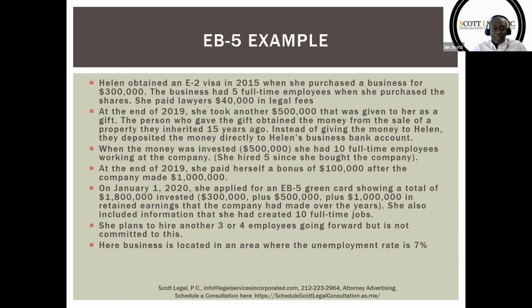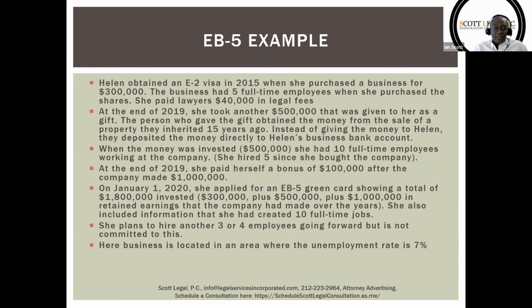Then 4 years pass, and she took another $500,000 that was given to her as a gift. Someone gave her a gift, and the person who gave the gift obtained the money from the sale of a property that they inherited 15 years ago. Instead of giving the money to Helen, though, they deposited the money directly into Helen's business bank account. When the money was invested, the new 500,000, she had 10 full-time employees working at the company. So she hired another 5 people, because there were 5 there before.